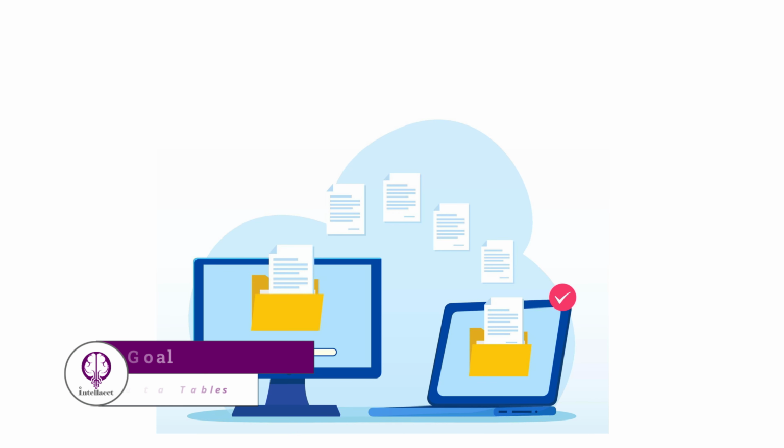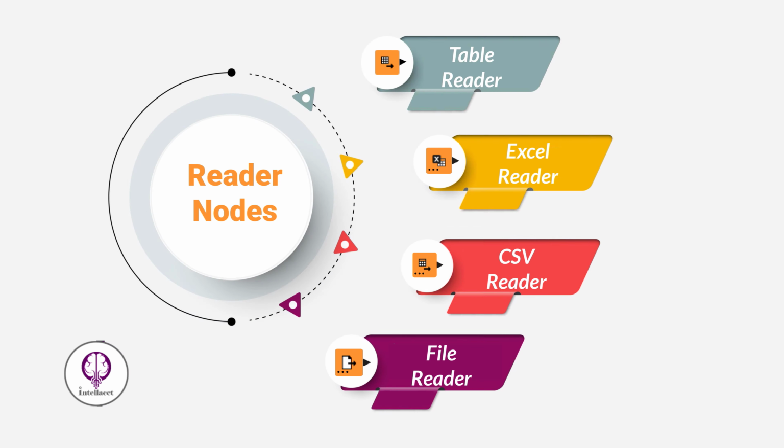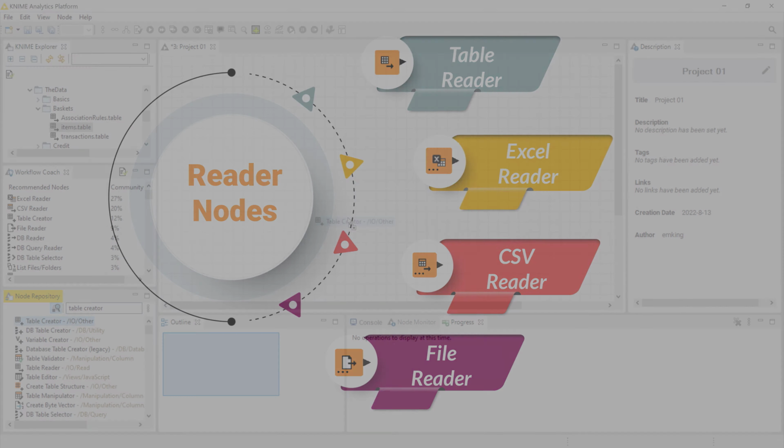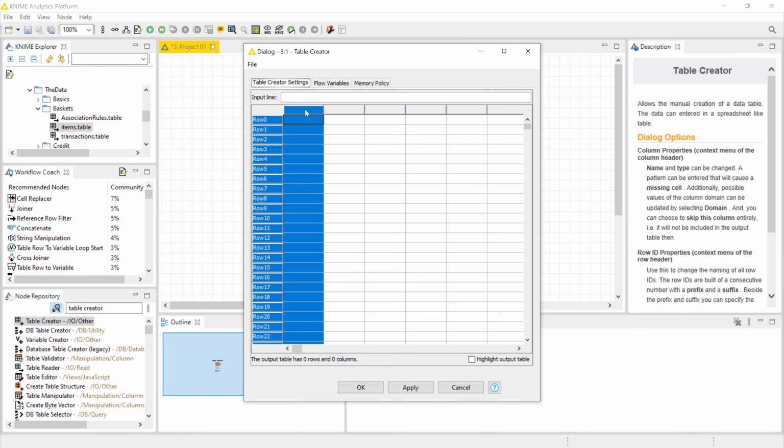In the previous video, we saw how we can have access to different data files such as CSV, Excel or table files using reader nodes in KNIME. In this video, we will continue this process and investigate the output data tables. We will directly create a table of data in KNIME as well.